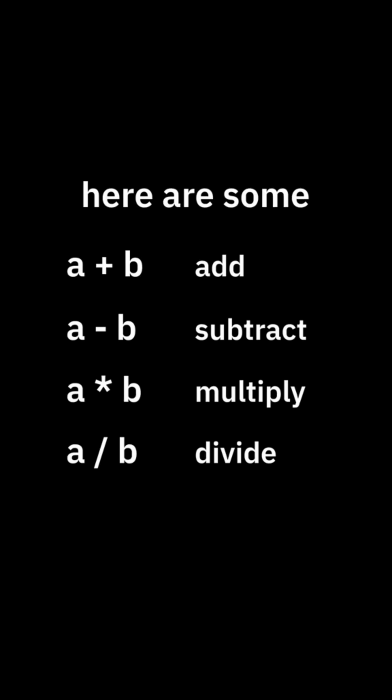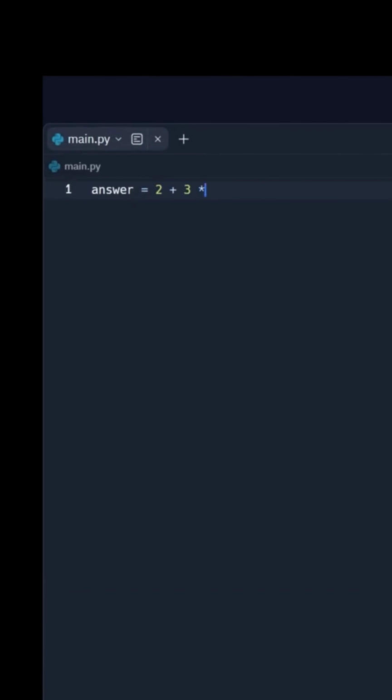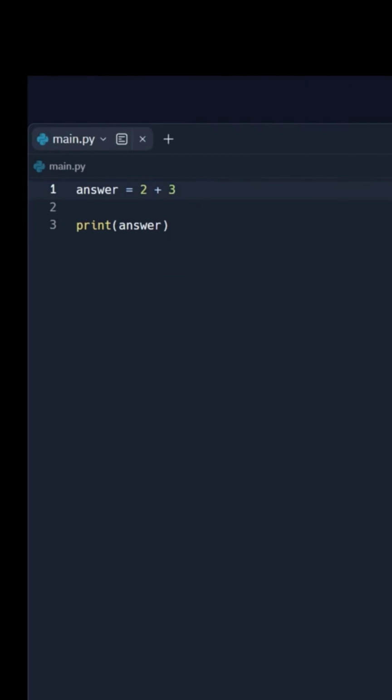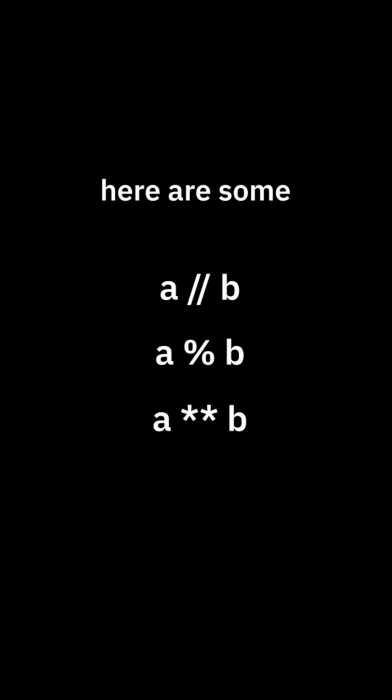Programming for Beginners, Part 3, arithmetic. What's that? Math. Here are some basic operations. Let's practice. What's 2 plus 3 times 4? Wow. What about 2 plus 3 times 4? Interesting.